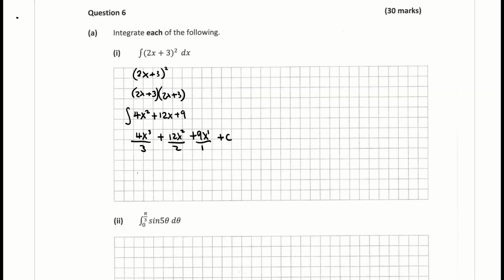Tidy it up a wee bit. 4 over 3 x cubed can't simplify. 2 into 12 will become 6x squared. 1 into 9 will become plus 9x. Don't need to put in the power of 1, plus c.